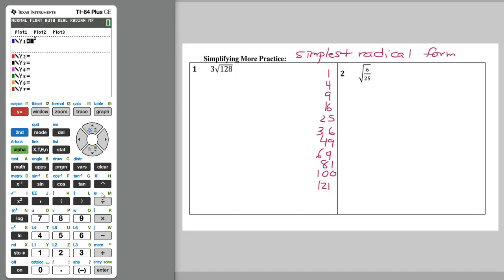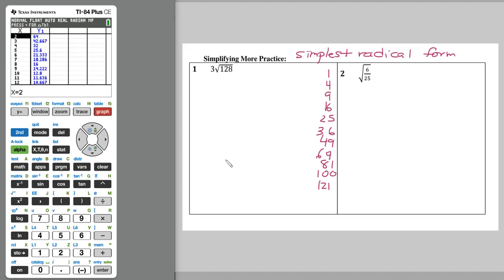All right, back to y equals. This time I'm typing in my number under the radical, 128 divided by x. Again, I'm looking for numbers that divide in evenly, and I'm hoping to find one of these numbers on the list. I start at the top, 128, and work my way down. 128 is not on my list, but 64 is on my list. So that is the number I'm going to use.